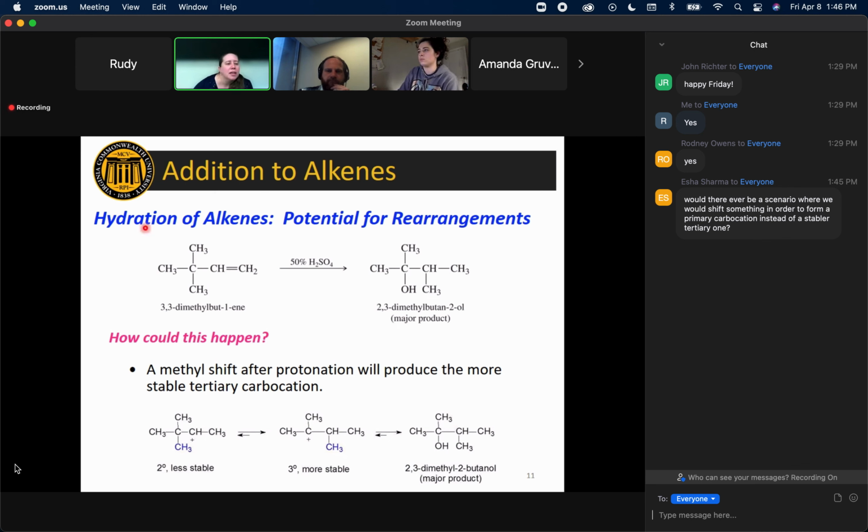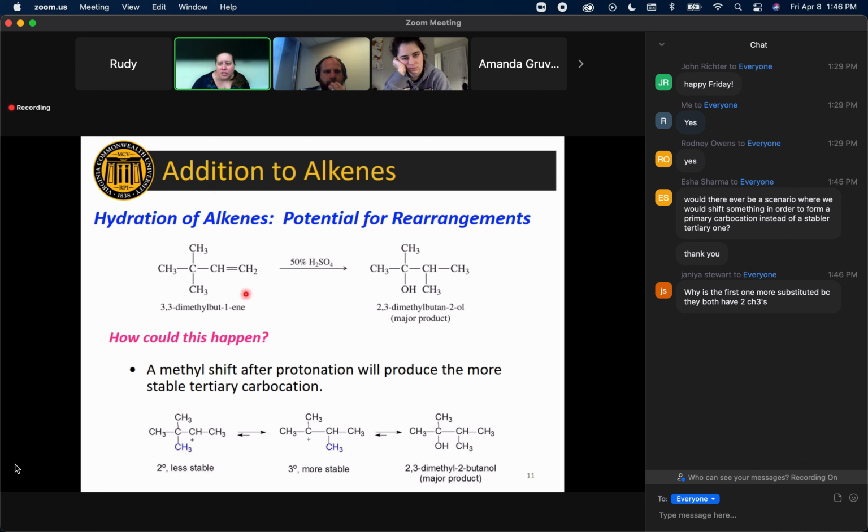All right, someone's asked in the chat box, would there ever be a scenario where we would shift something in order to form a primary carbocation instead of a more stable tertiary one? No, the answer is no. All of these alkyl shifts and hydride shifts only occur in order to give you a more stable carbocation intermediate. You want to go down the energy pathway to create a more stable intermediate. So you're not likely to create a less stable carbocation using a shift. Good question.